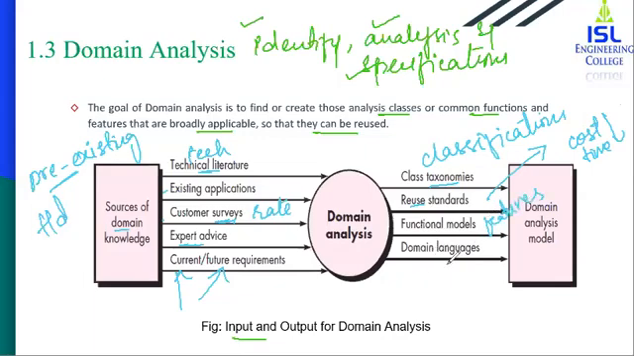Then you got the domain language. Now the particular software that you're designing, on what programming language it is based upon, you're going to identify that. Then you get the domain analysis model. Based upon what domain, you're going to study all the things that were existing, then what are the things that you're adding now, and what are the things that you're reusing. That leads to your domain analysis model. So this is the domain analysis.